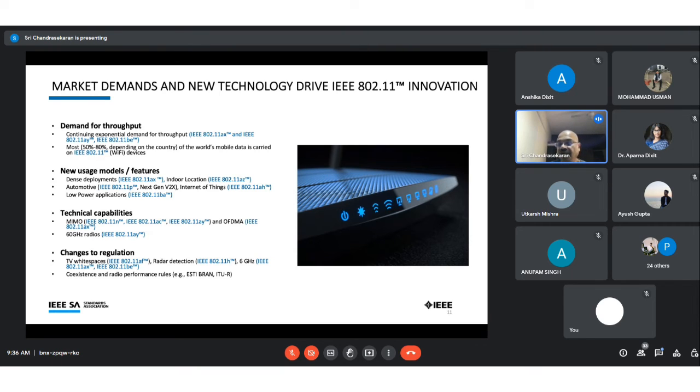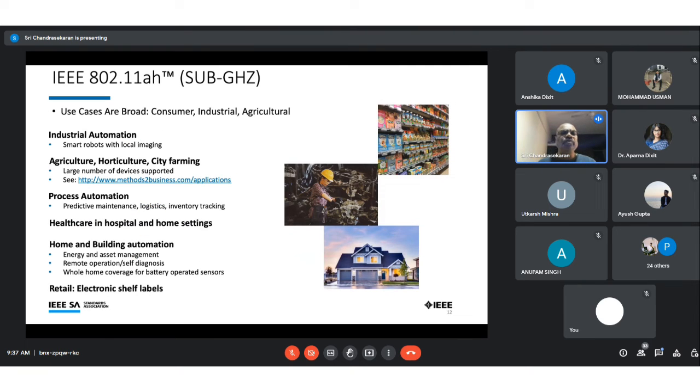Today, on the unlicensed band, we have 2.4 and 5 gigahertz, and there are some discussions whether we should do 6 gigahertz, right? And I talked about this: industrial automation, process automation, healthcare and hospitals, home and building automation. Today you can control the lights through Alexa. There are smart bulbs, smart everything, right?